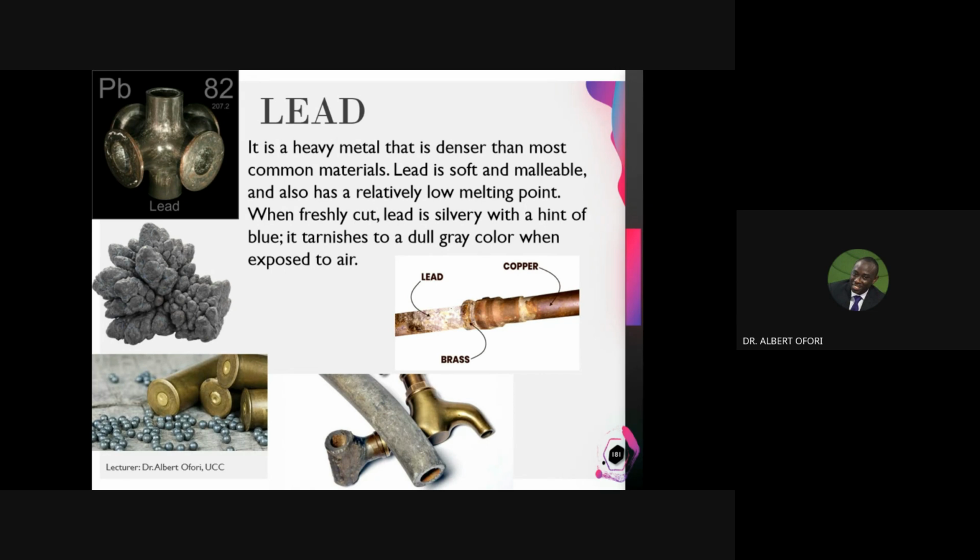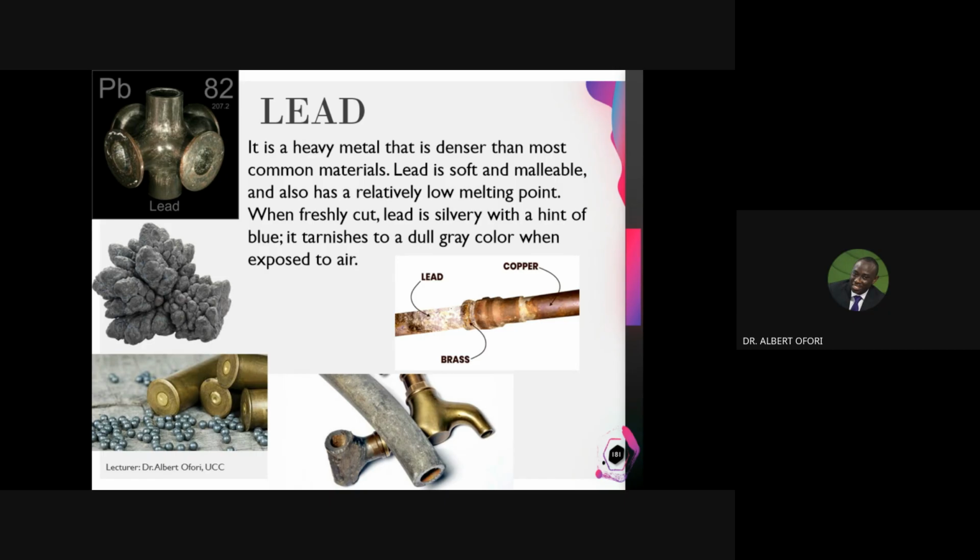We also use lead in batteries. So lead batteries, like the secondary batteries which we use in our cars. Once we begin exposing lead to air, we'll see that it begins changing color. So each bright color now becomes a dim gray color because it has started corroding.